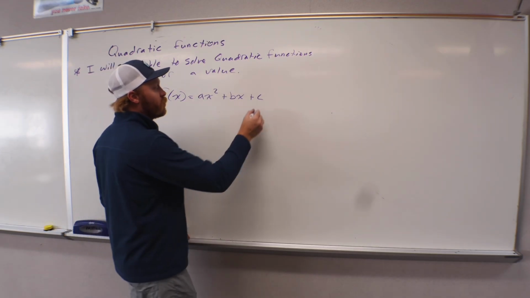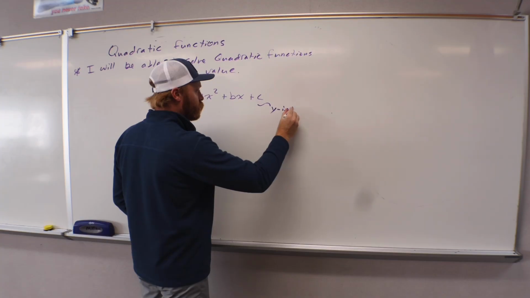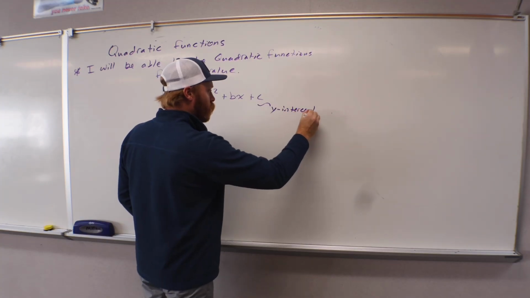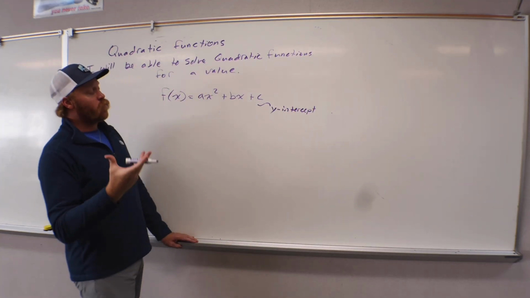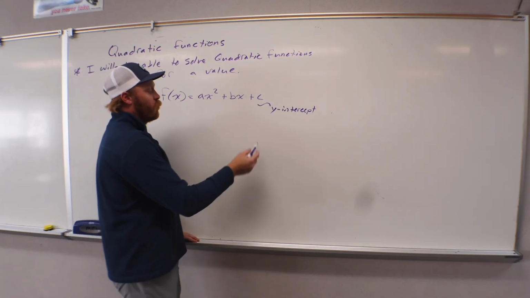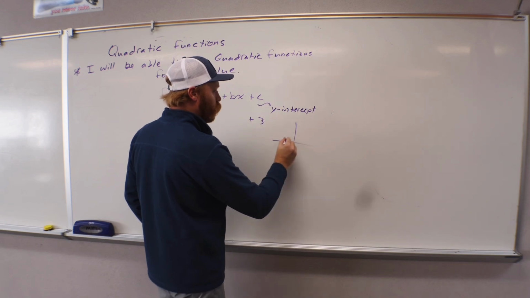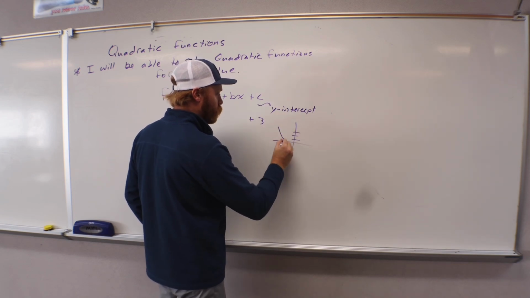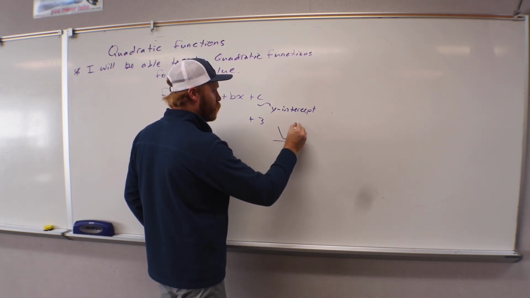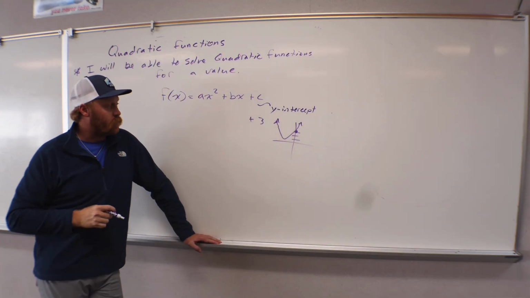Now, the c is an easy part. We are going to call this our y-intercept. This is where it crosses our y-axis. So if we had something like plus 3 on the graph at 1, 2, 3, we're going to see that it would cross right there.